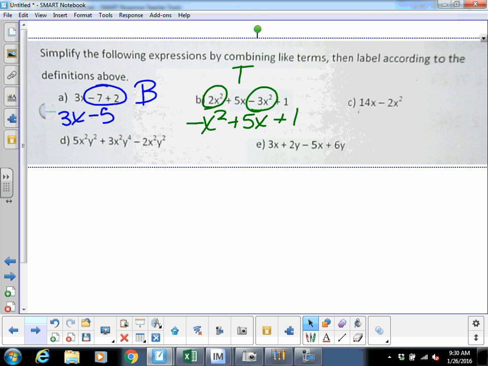Could you simplify C at all? No, you couldn't put anything else together. So this is just your answer right here. And then what is it? A binomial.